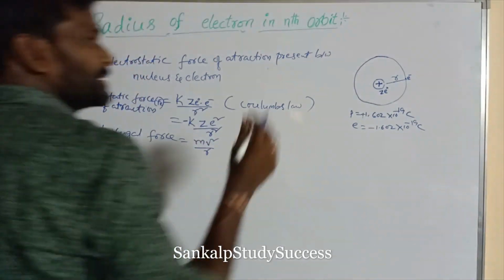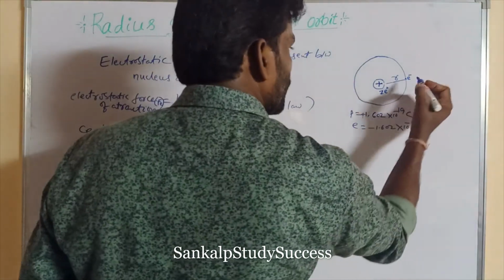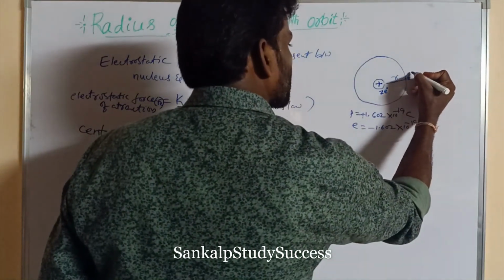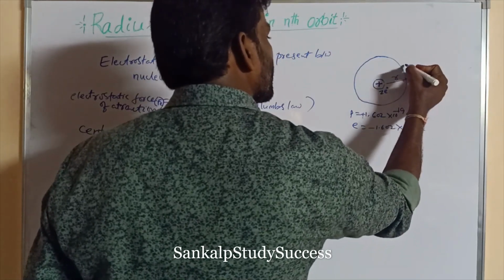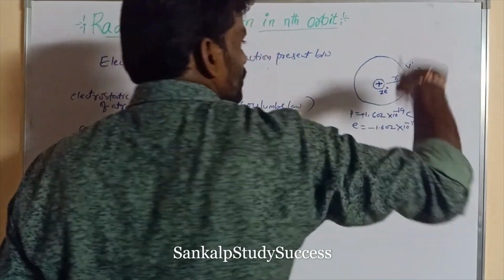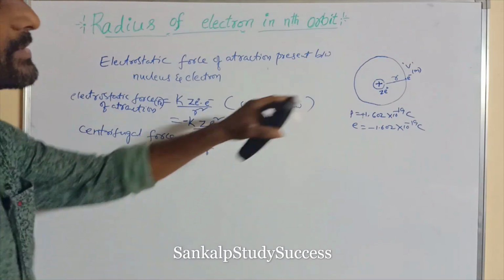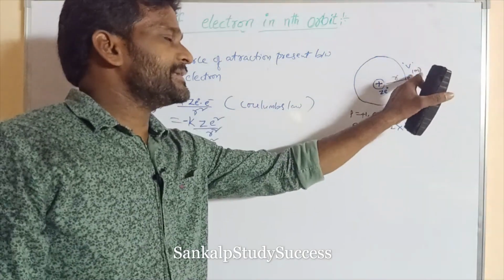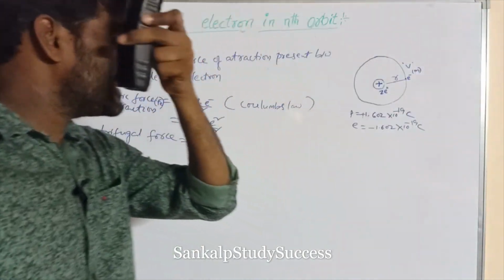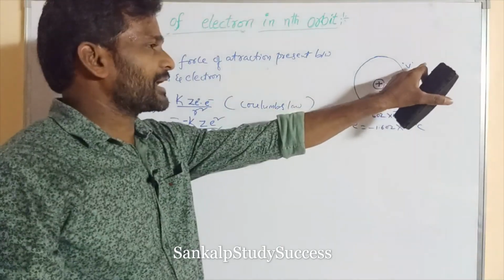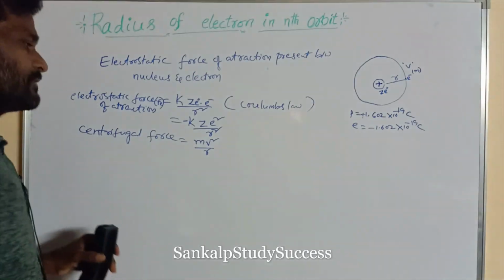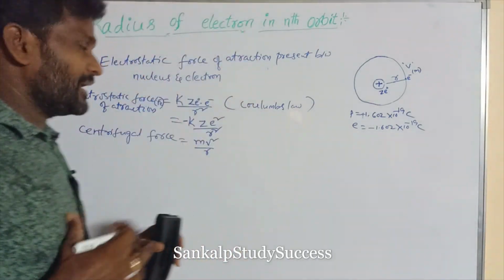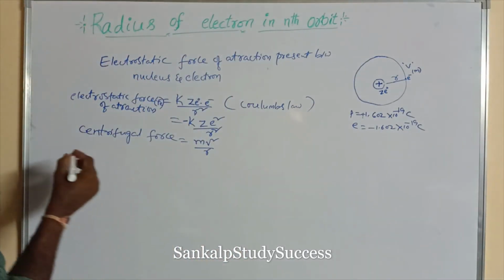Here the mass of electron is m, and it is moving with velocity v in the orbit. So the centrifugal force is equal to mv square by r.